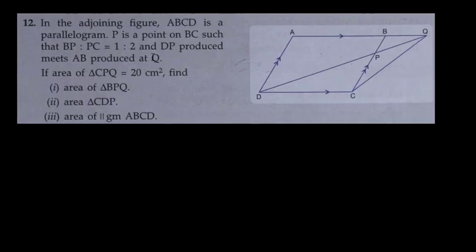Hello everyone. Now let us understand this question number 12. In the adjoining figure, ABCD is a parallelogram. P is a point on BC such that BP upon PC is 1 upon 2. And DP is produced to meet AB extended at point Q.